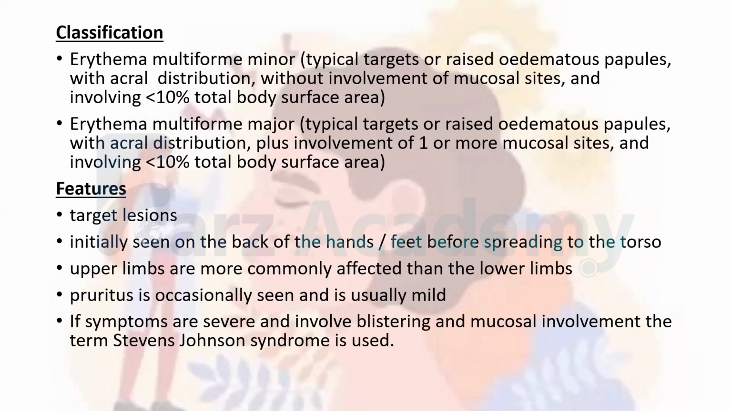So how do we classify these lesions? They can be classified as erythema multiforme minor or erythema multiforme major. Okay, so minor is when the body surface area is less than 10%. Okay, it typically occurs as target lesions or raised erythematous papules with acral distribution without the involvement of any mucosal sites. Okay, so in minor, there is only cutaneous involvement and less than 10% body surface area and no mucosal involvement. Whereas erythema multiforme major typically has target lesions with raised edematous papules with acral distribution, plus involvement of one or more mucosal sites and involving more than 10%.